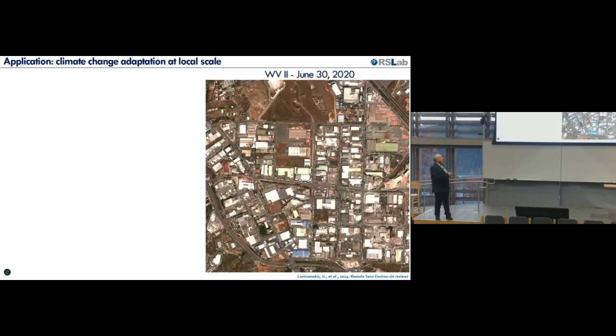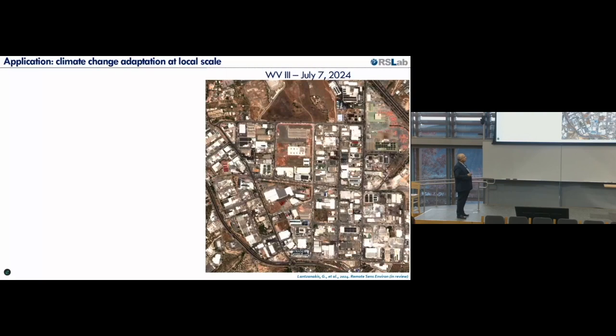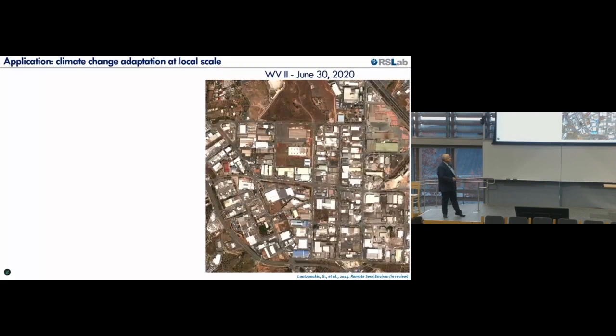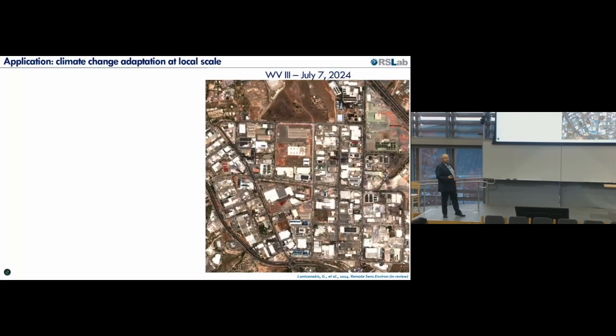But now we can even see the deployment of new technologies. So this is work with very high resolution. 4 years ago, this is the industrial area of Heraklion, and this is the situation a few months ago, in 2024. And you see how the solar panels have been deployed on the roofs of this industrial area. And this is the result of the Greek National Energy and Climate Plan that gave incentives to the private sector to build these solar panels.